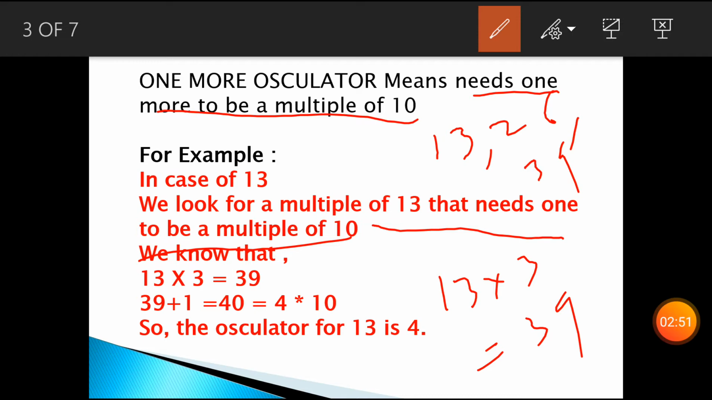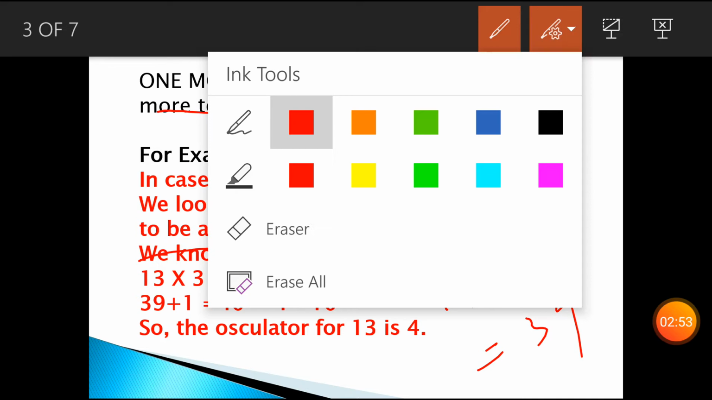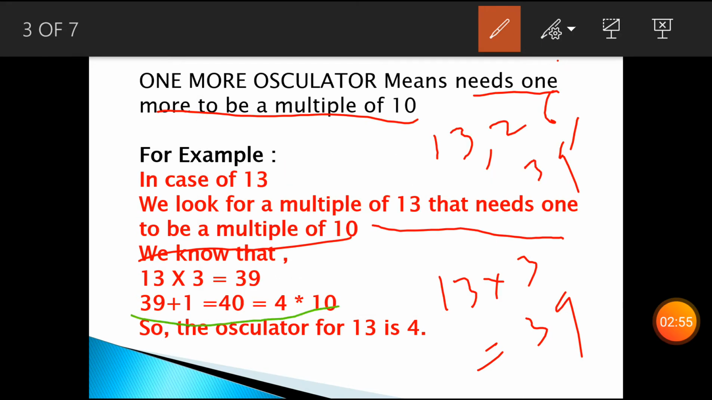Now 39 plus 1 gives us 40, and 40 can be written as a multiple of 10, that is 4 into 10. So this gives us the oscillator: the oscillator for the case of 13 is 4.